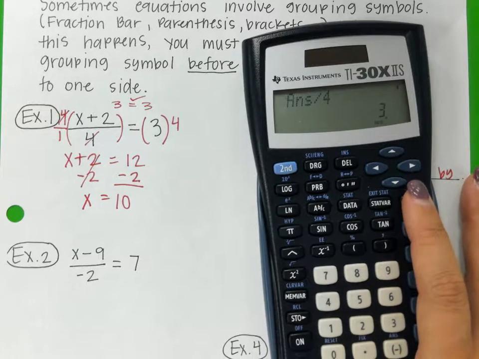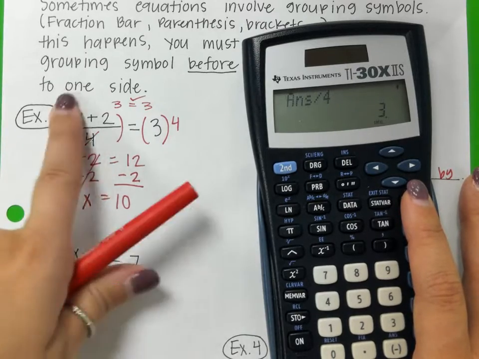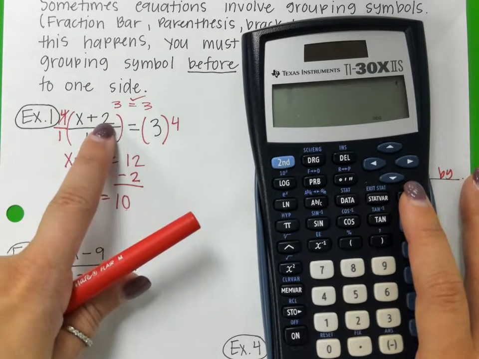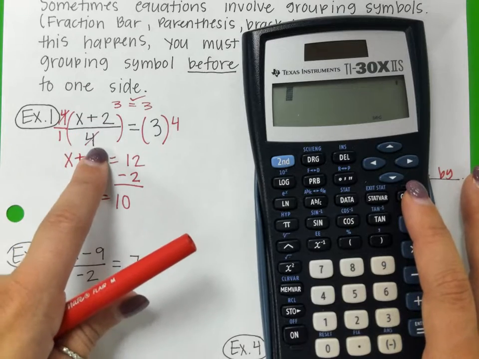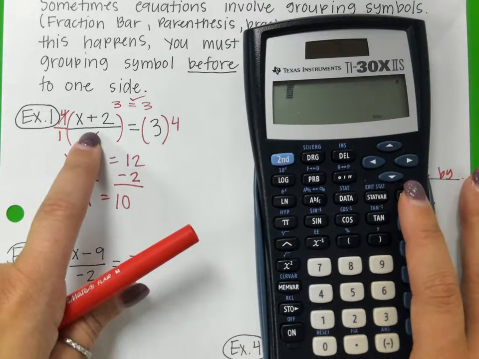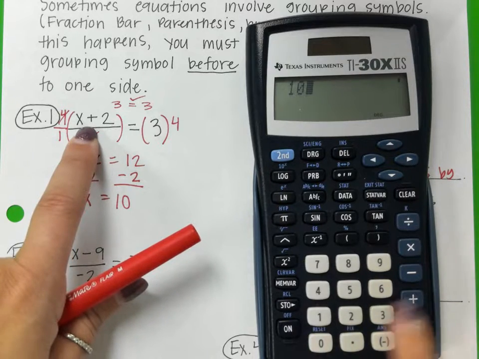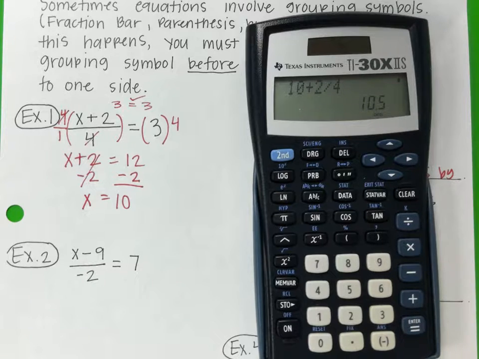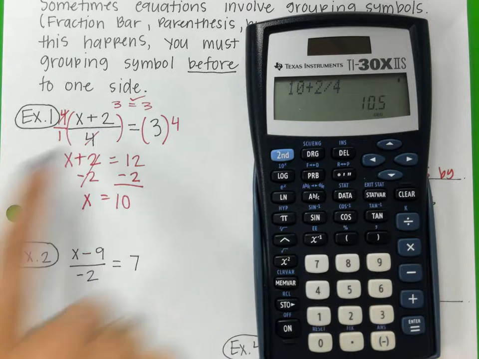On another side note, if you are plugging in your number for these types of equations, remember that x plus 2 is an actual number by itself. You have to find that number before you divide. So if I'm plugging all of this in as one step, if I just say 10 plus 2 divided by 4, I don't get the correct answer. Okay? Because my calculator doesn't know that I have to add 10 plus 2 first.